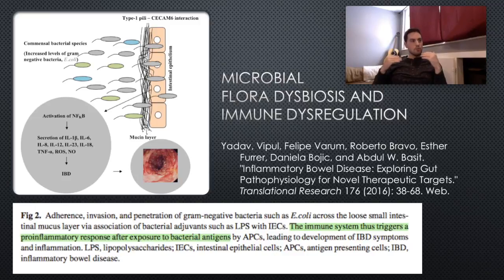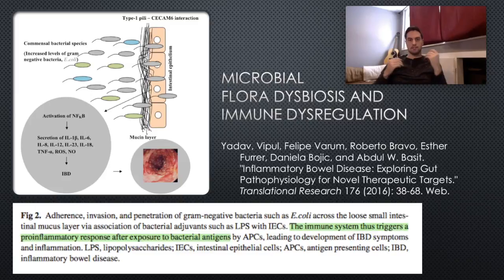And so the point of the mucus is to protect the cells from things like bacteria and pathogens in the food that you eat. And looking at this diagram, what's happening here is that the bacteria is actually crossing over that mucus layer and getting into the epithelial layer. And what this research article suggests is that the immune system thus triggers a pro-inflammatory response after exposure to bacterial antigens.